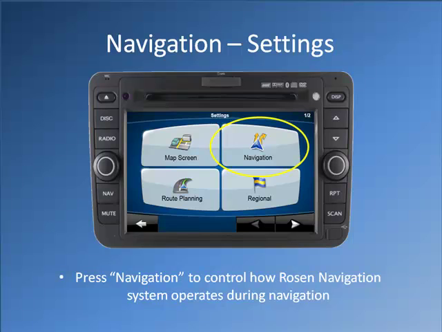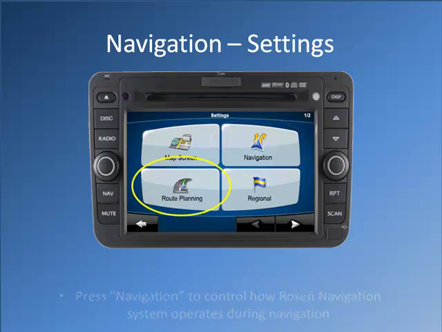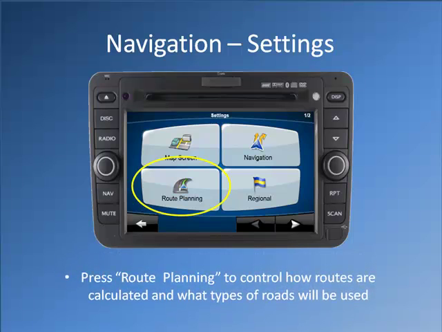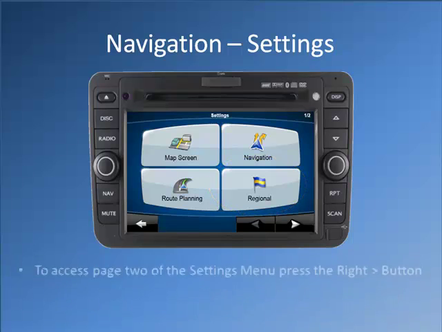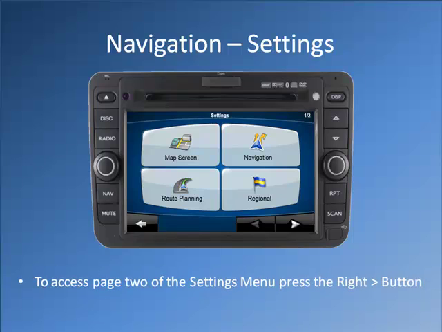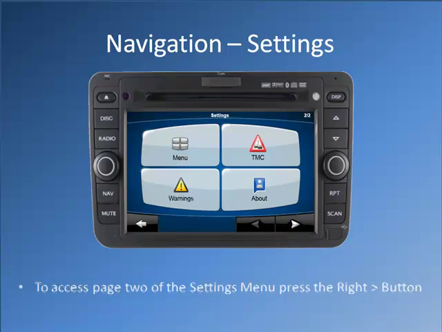Press Navigation to control how Rosen navigation system operates during navigation. Press Route Planning to control how routes are calculated and what types of roads will be used. Press Regional to control what language, measurement units, and time and date format will be used. To access page 2 of the Settings menu, press the right arrow button.